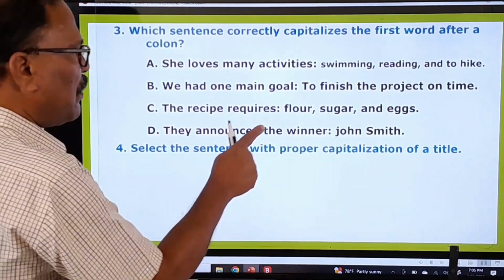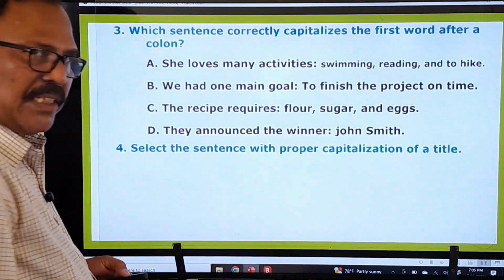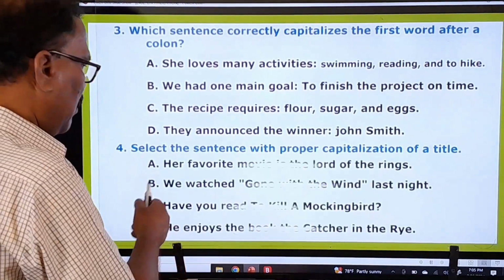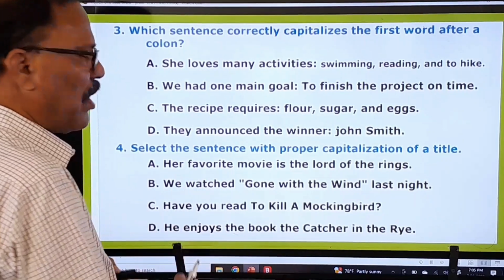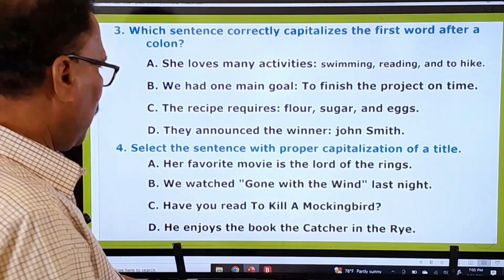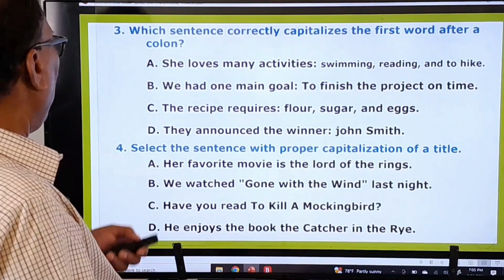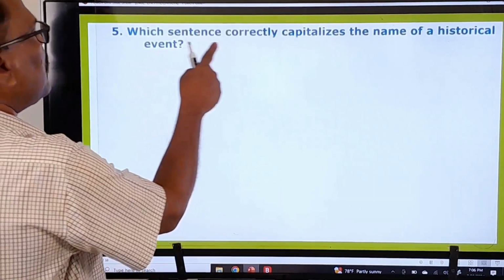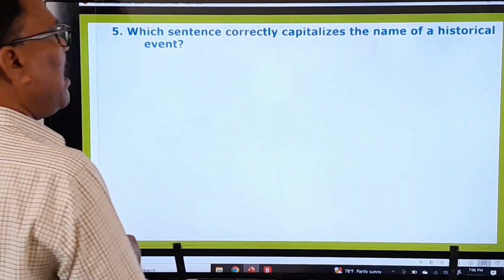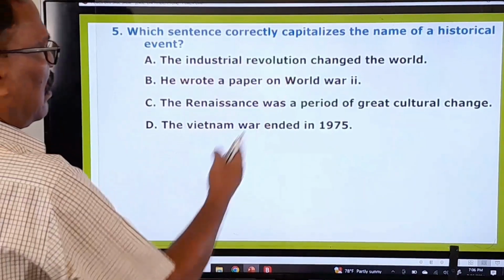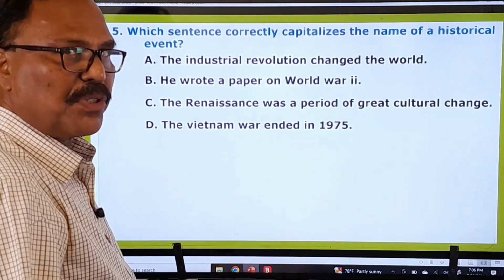Select the sentence with the proper capitalization of a title. Okay, proper capitalization of title. What are the options? These are the four options, and please tick the right one or the correct one. Right, now we move on to the other questions. Which sentence correctly capitalizes the name of a historical event? So here these are the four options given. You have to choose the right one.